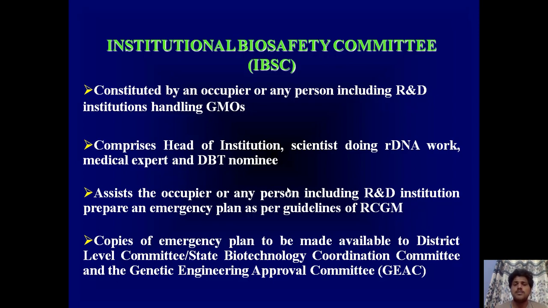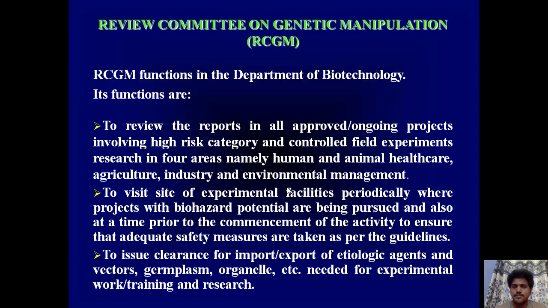Then it assists the occupier or any person including the R&D institution to prepare an emergency plan as per the guidelines of RCGM, and the copies of the emergency plan are to be made available to district level committees or state biotechnology coordinating committees and district and genetic engineering approval committees, GACs.